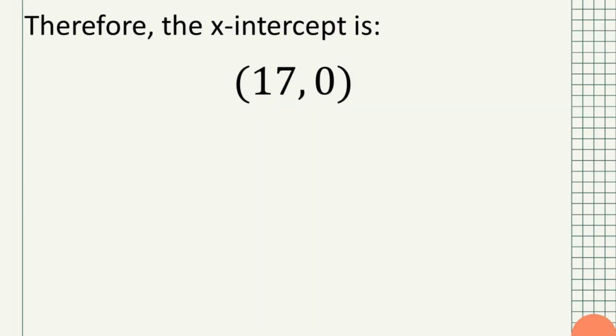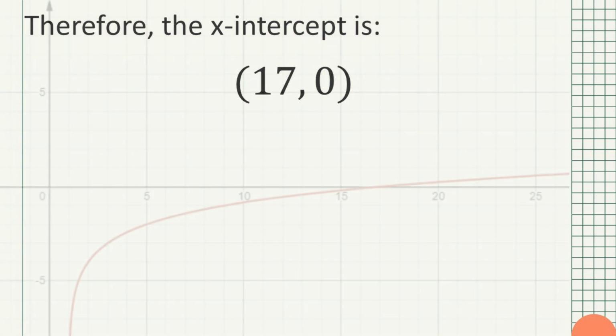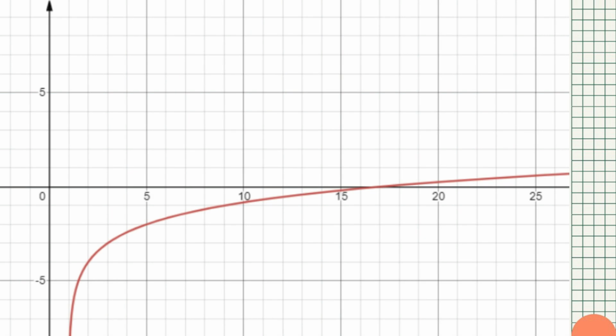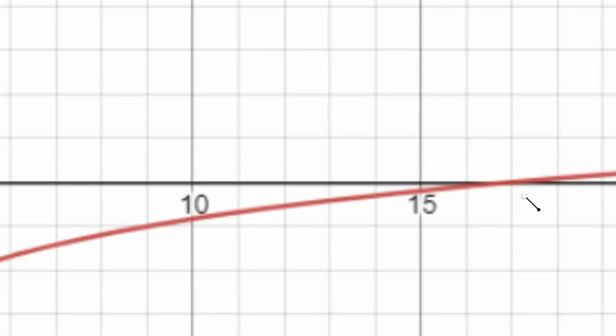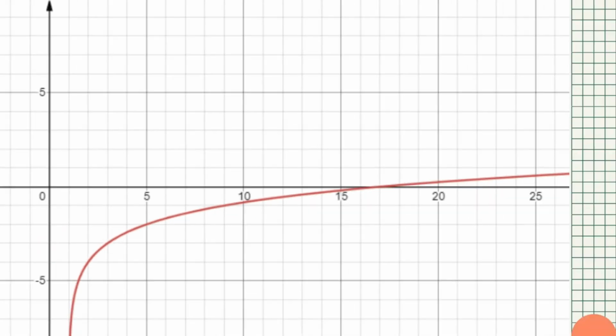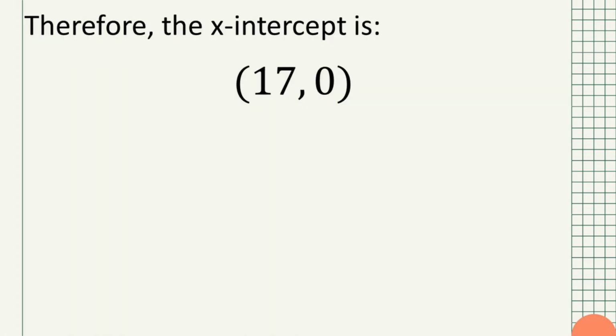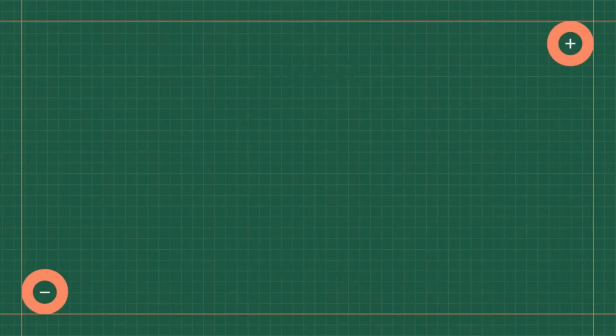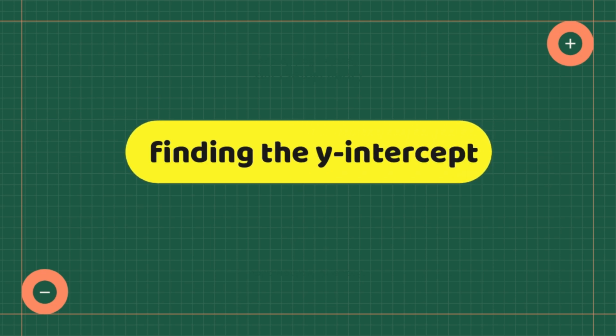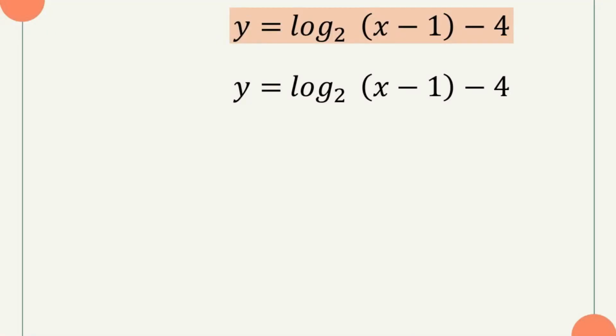Therefore, the x-intercept is 17, 0. This means that the graph will cross the x-axis at point 17, 0. Also, 17 is the 0 of the function. Next, y-intercept. Again, just copy the function. So our function is y equals the logarithm of the quantity x minus 1 to the base 2 minus 4.